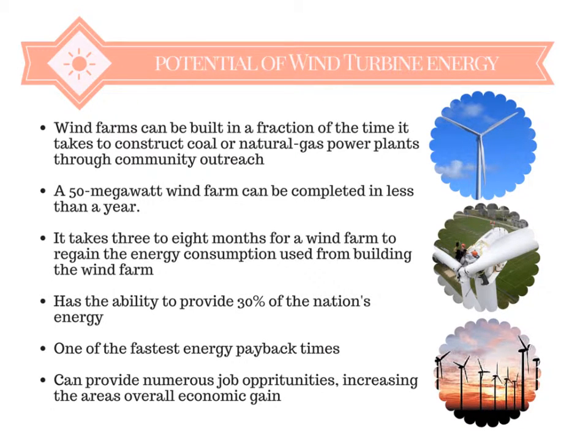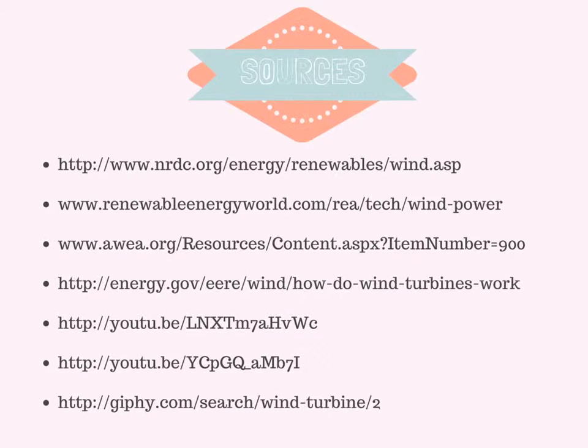Potential of wind turbine energy. Wind farms can be built in a fraction of the time it takes to construct coal or natural gas power plants. A 50-megawatt farm can be completed in less than a year. It only takes 3 to 8 months for a wind farm to regain the energy consumption used from building the wind farm. As of right now, only 6% of the nation's electricity comes from wind turbine use. However, wind turbine energy has the ability to provide 30% of the nation's energy. Wind turbines have one of the fastest energy payback times and can provide numerous job opportunities, increasing the area's overall economic gain.